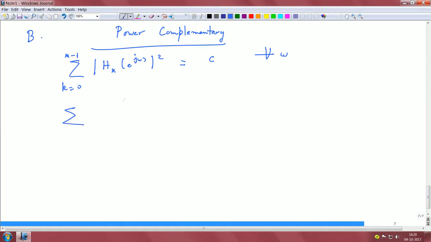Now, let us see what this would imply. If you decompose the modulus of hk e j omega squared as hk of e j omega times the conjugate of that, then this would be a constant.